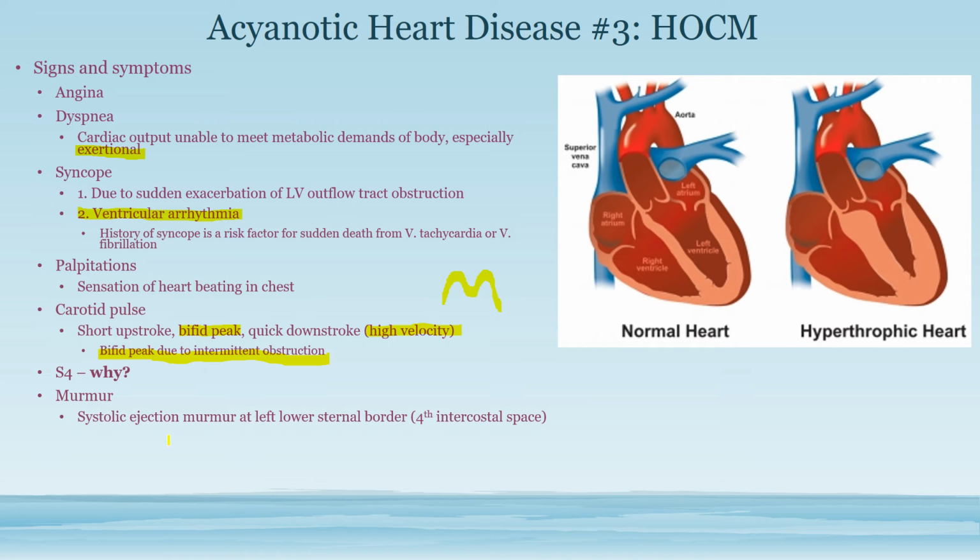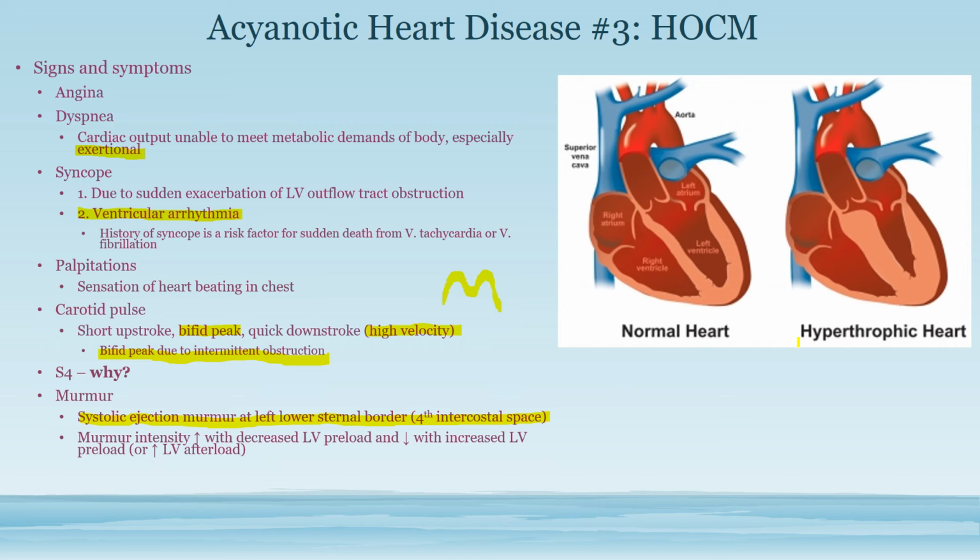The murmur you get, this is classic. Systolic ejection murmur at the left lower sternal border at the fourth intercostal space. You have to remember that for HOCM. At the fourth intercostal space is where this obstruction is going to happen, and that's why you're going to hear the systolic ejection murmur. Another key feature is how the murmur changes with different maneuvers.